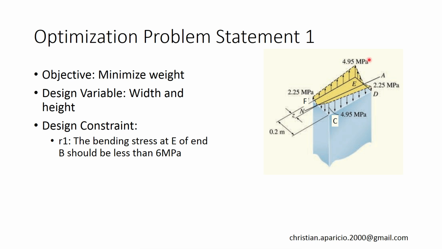So again, our current stress at point E at the tip is 4.9 megapascals. Our constraint is 6 megapascals. So this gives us a little bit of flexibility in augmenting the cross sections, so we can change this until we have a beam stress of 6 megapascals.